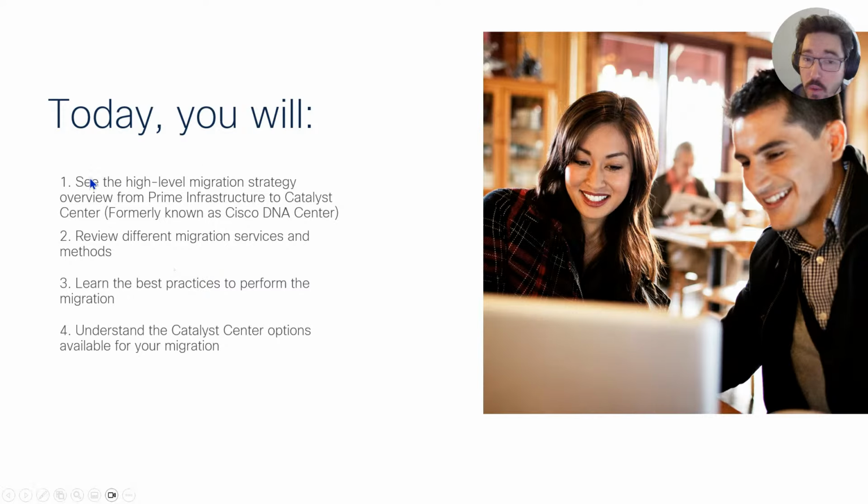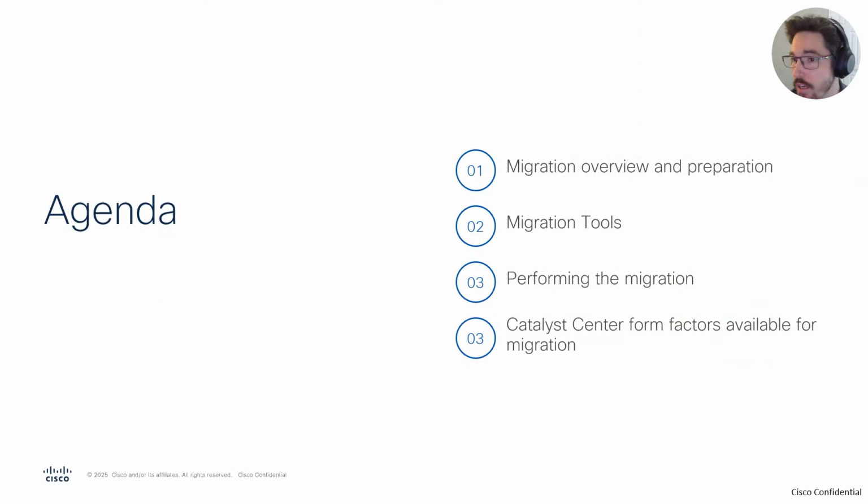Today's agenda: we'll see the high-level migration strategy overview for Prime Infrastructure to Catalyst Center. We'll review different migration services and methods. We'll learn the best practices to perform the migrations, and then you'll understand the Catalyst Center options available for the migration over to Catalyst Center. You'll also understand the differences between the two.